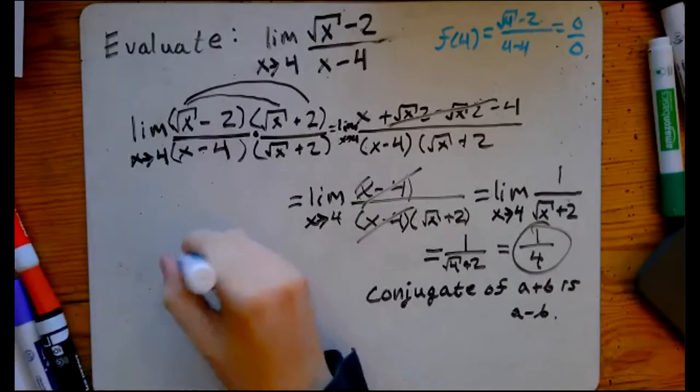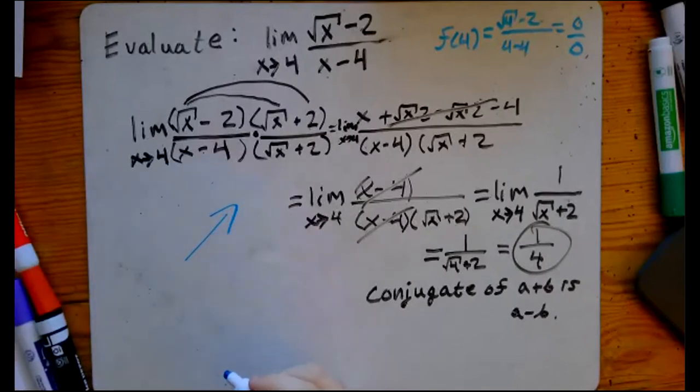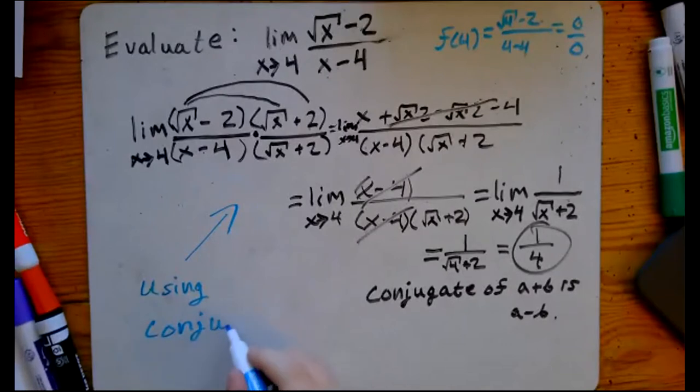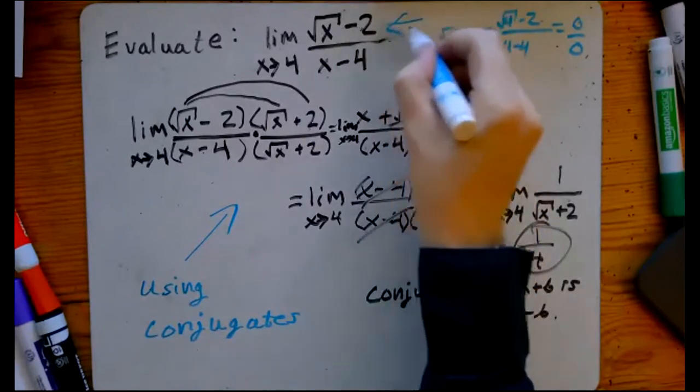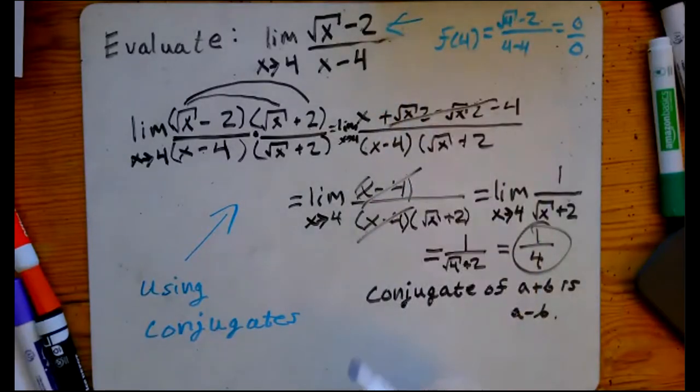And this method is called using conjugates. It's something that you should pay attention to, something that you should maybe consider using if you have like a square root of x plus something or a square root of x minus something.